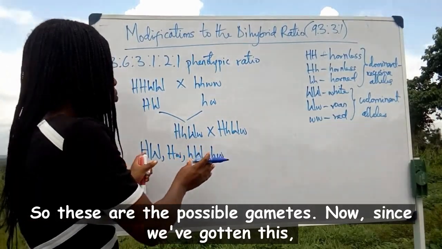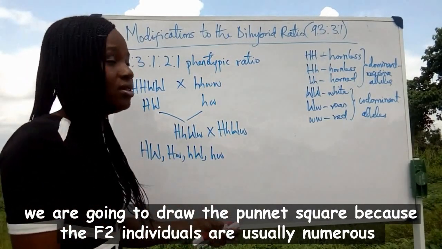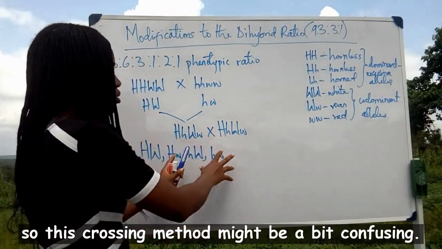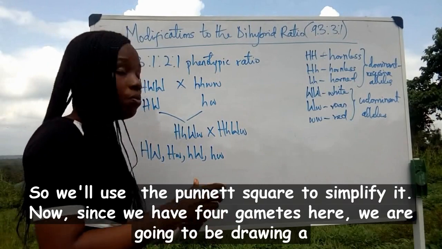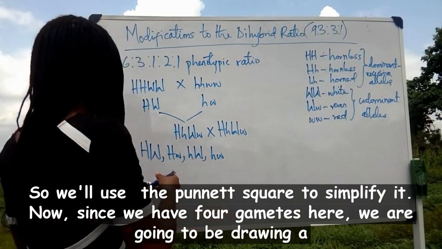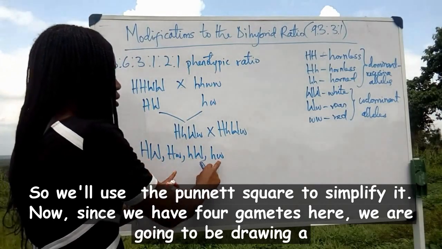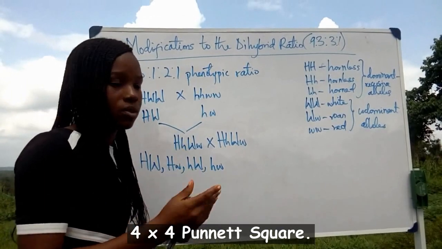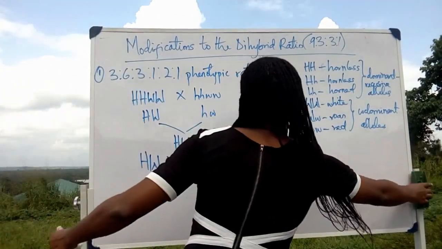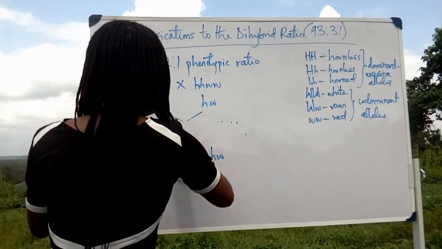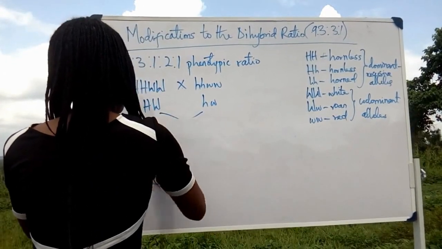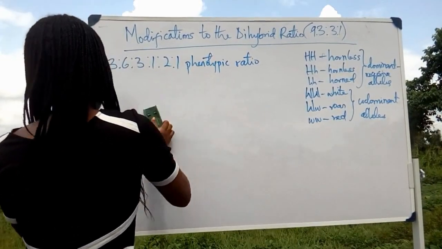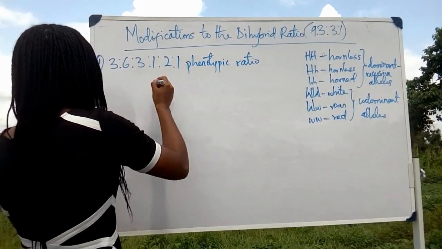Now, since we've gotten this, we're going to draw the Punnett square, because the F2 individuals are usually numerous. So this crossing method might be a bit confusing, so we use the Punnett square to simplify it. Now, since we have 4 gametes here, we are going to be drawing a 4 by 4 Punnett square. So we'd have it this way.